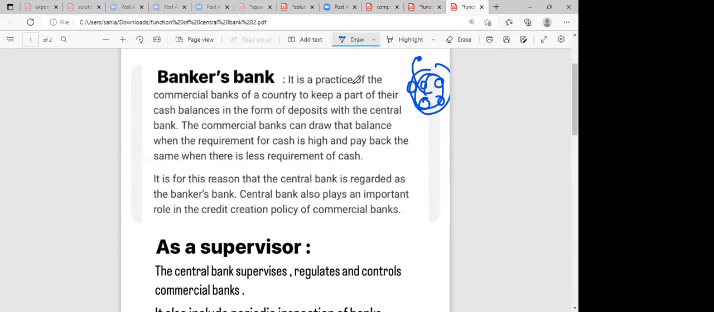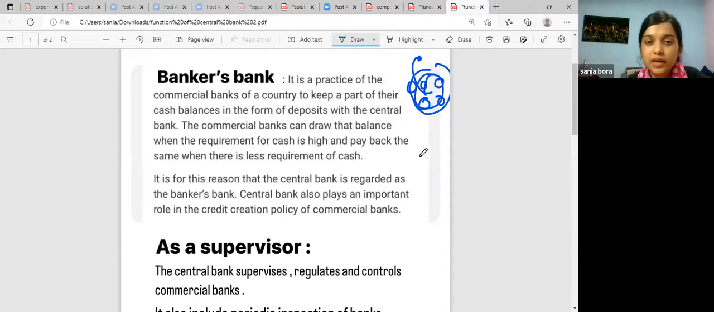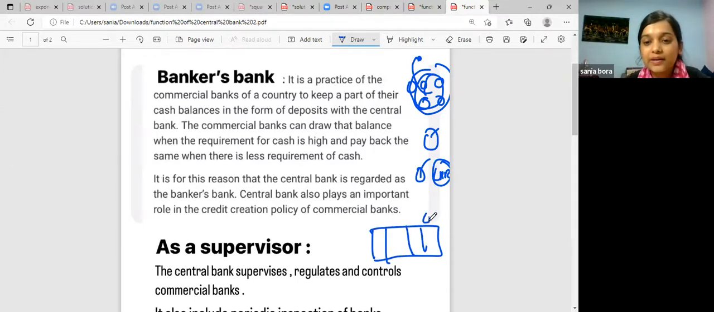Yes, ma'am. So it is a practice. When we were doing the money chapter, there we did see that commercial banks need to deposit a certain amount with the central bank, that LRR, right? Do you remember when we were doing that money creation table? There was a column LRR, that you need to reserve 20%, 30%, 40%, like this. So it is a practice of commercial banks of a country to keep a part of their cash balance in the form of deposit with the central bank. It is legally compulsory. The commercial bank can draw that balance when the requirement for cash is high and pay back the same when there is less requirement of cash.